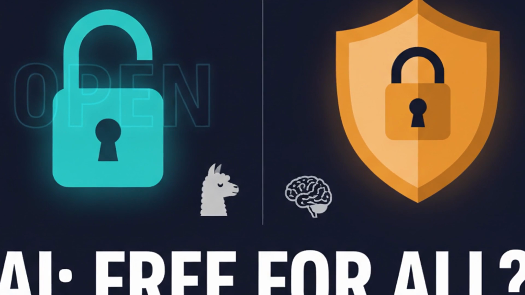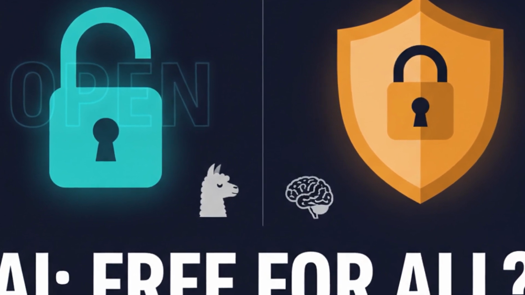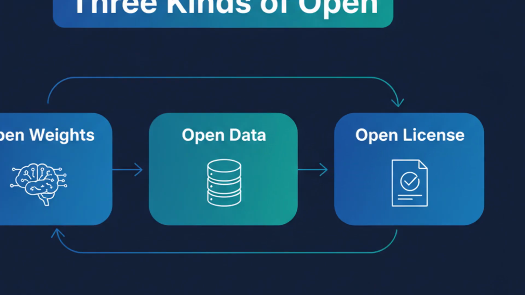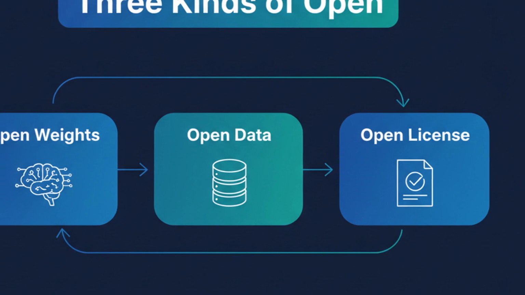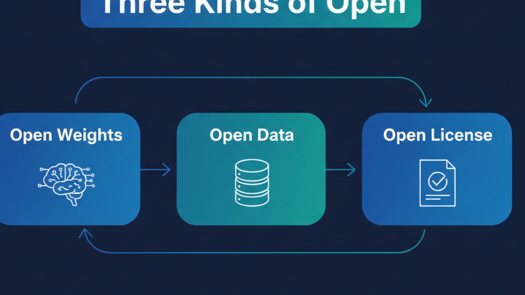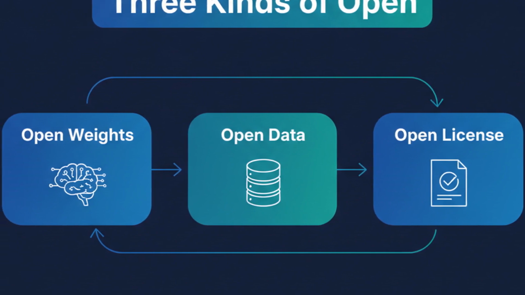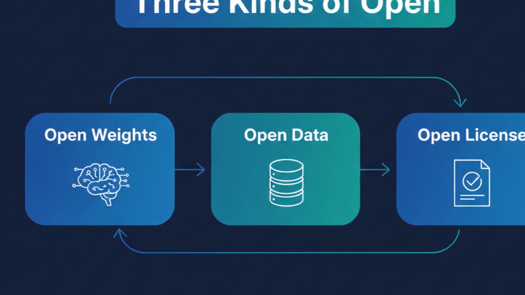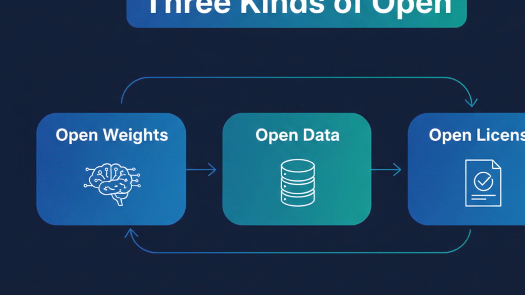So who is right? Let's break down the open source AI debate without the hype and with actual code you can run yourself. First, we need to clear up a huge confusion. When companies say their model is open, they almost never mean fully open. There are three different things that can be open: the weights, the training data, and the license. Most so-called open models, like Meta's Llama and DeepSeek, release the weights but keep the training data secret. That's a critical distinction we'll come back to throughout this video.